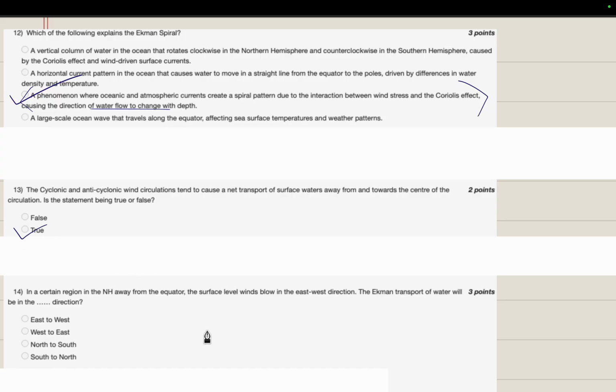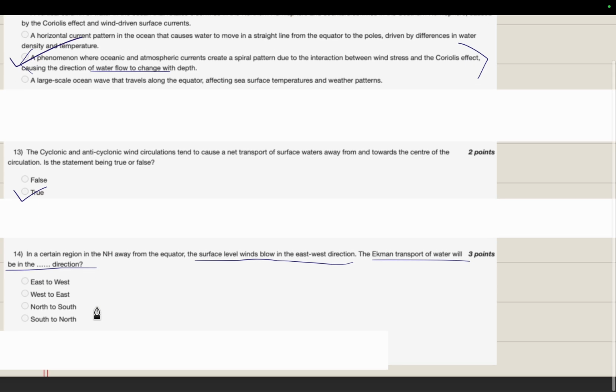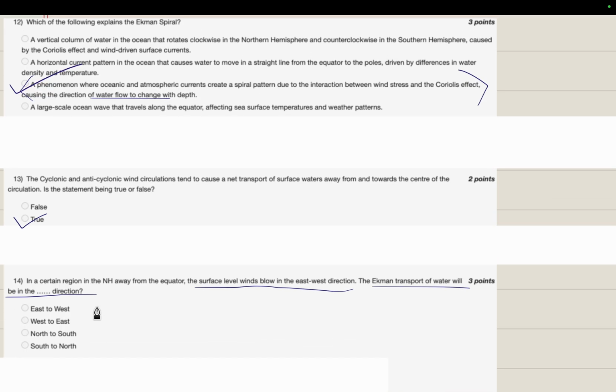Now, question 14. In a certain region in the northern hemisphere, away from the equator, that is phi positive, the surface level winds blow in the east to west direction. The Ekman transport of water will be in which direction? Here we have to check. I guess 14 we will leave for today. This we have to check.